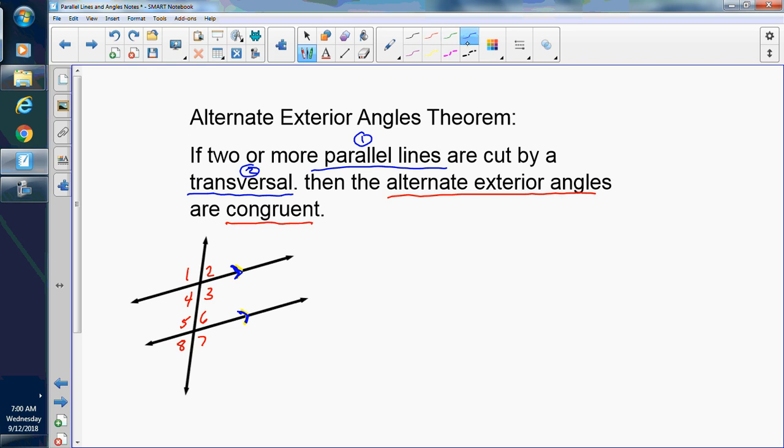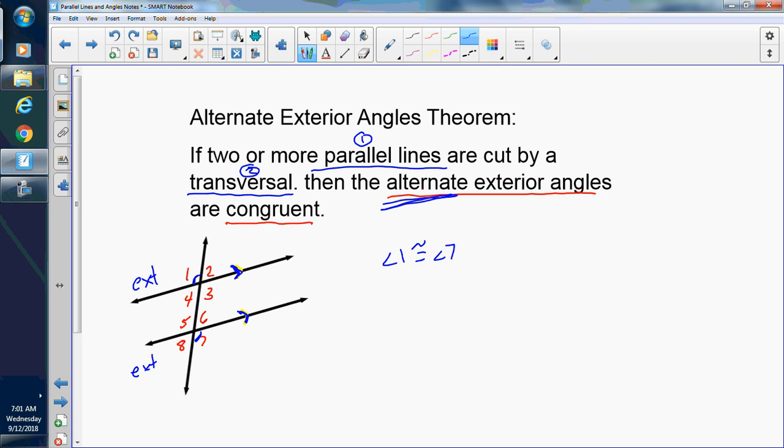And you'll recall that alternate exterior are just the opposite of alternate interior. They have to be in the exterior, outside the two lines, and they have to be on alternate or opposite sides of the transversal. So angle 1 is outside. Now down here, 8 and 7 are both outside, but 7 is the one on the opposite side. So it would be the alternate exterior with angle 1. So angle 1 and angle 7 are going to be congruent.